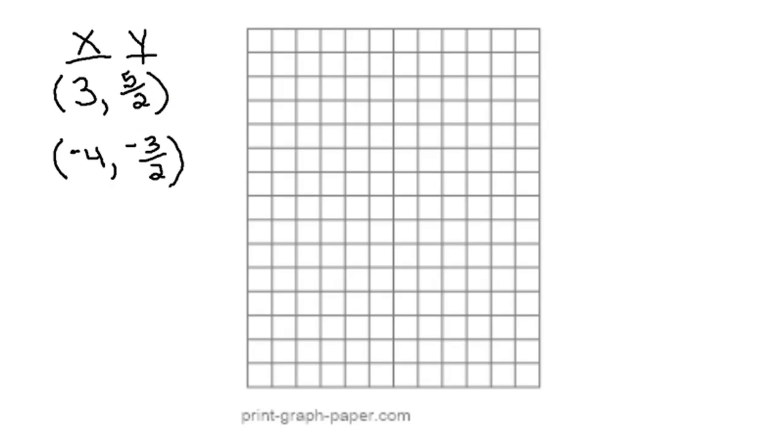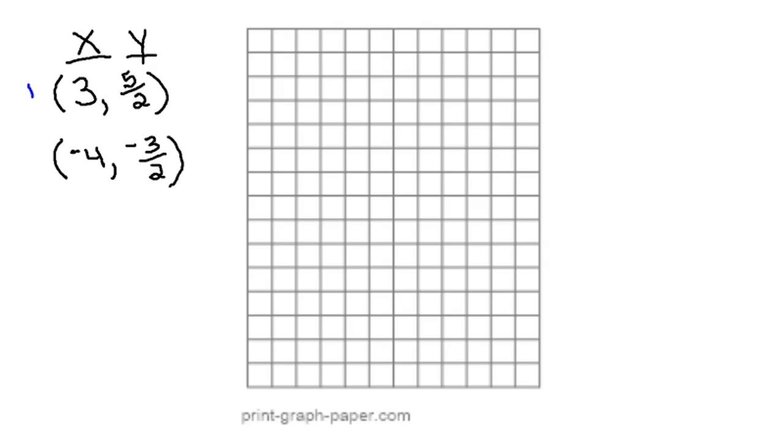So let's do another one. So here we have our ordered pairs, x and y. The first ordered pair is 3 and 5/2. The second ordered pair is -4 and -3/2. So don't let this scare you, just take it step by step and remember the previous video when we went over fractions.